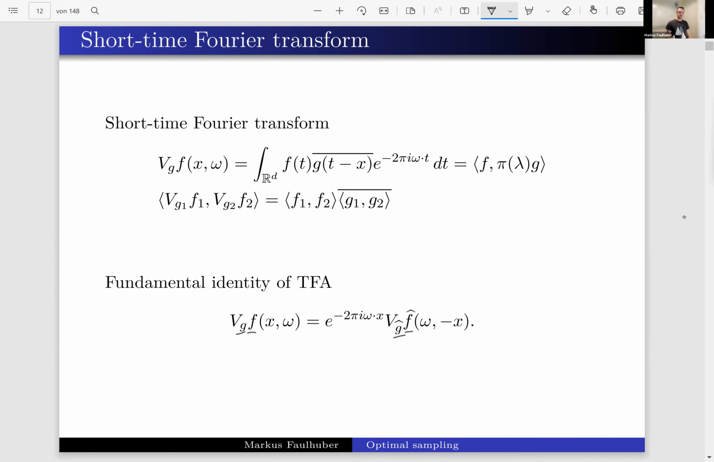In particular, if you choose, I mean, okay, it's not an L2 function, but this bracket here can also be interpreted in a distributional sense. If you pick G to be the constant 1 function, then you get the ordinary Fourier transform, and the Fourier transform, in a distributional sense, of constant 1 is just the Dirac delta, and then this will just result in evaluating the Fourier transform at any point omega.